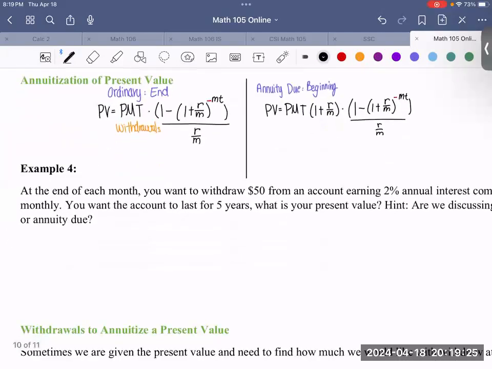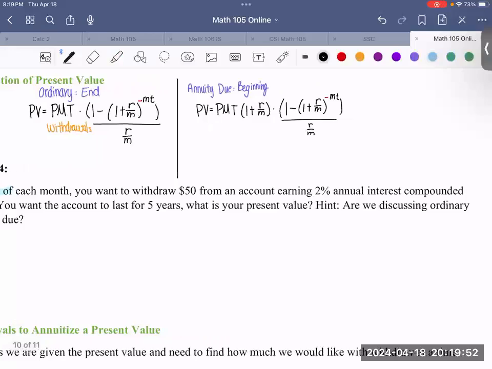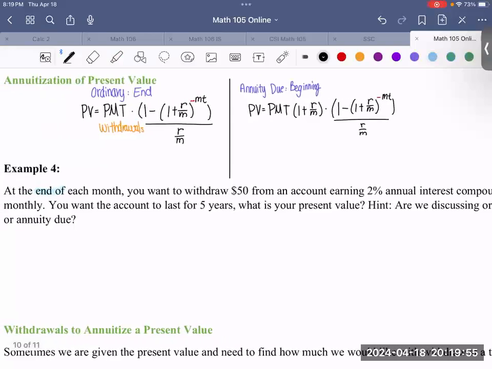All right, if you want to give it a shot and try to enter it in, because a lot of this stuff is really just giving the formula and entering it in, I would pause here and just give it a shot. So example 4 says, at the end of each month. So again, at the very end, telling us we're doing ordinary. You want to withdraw $50 from an account earning 2% annual interest compounded monthly. You want the account to last for 5 years. What is your present value?